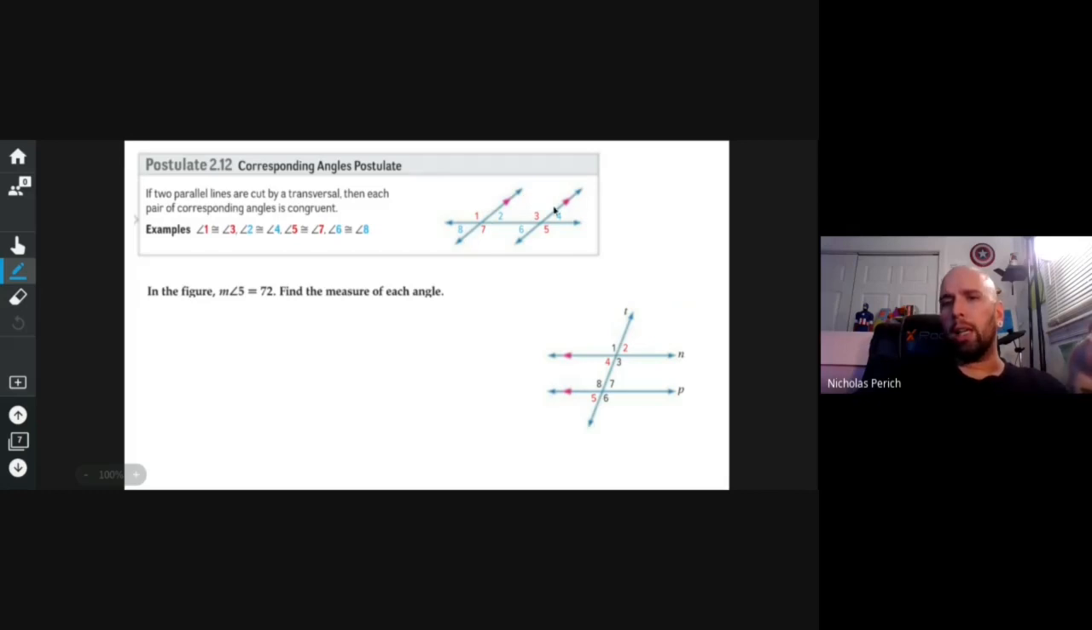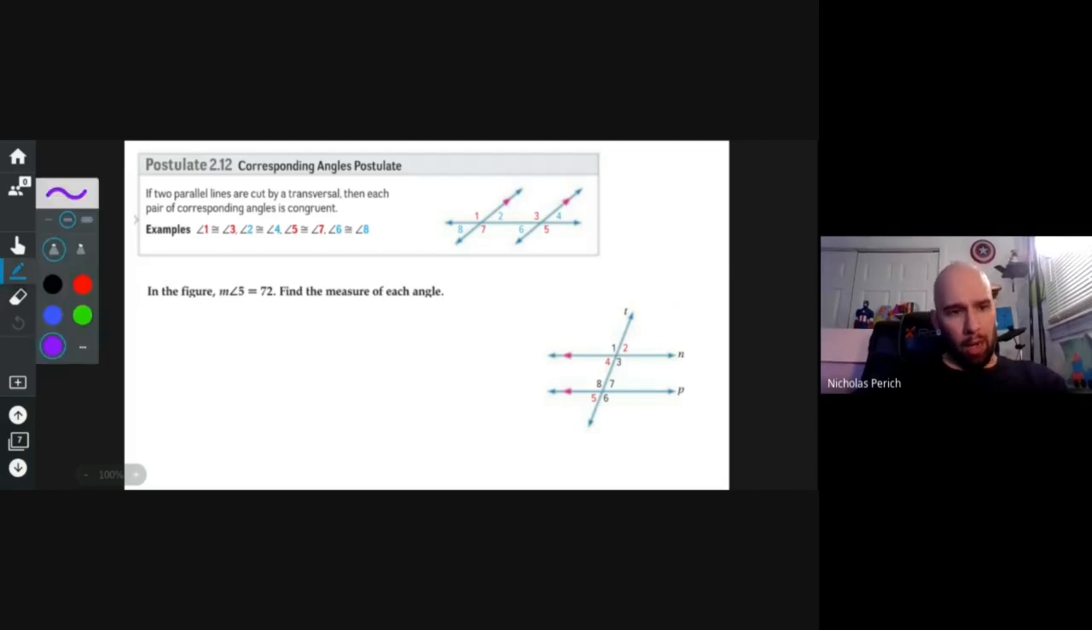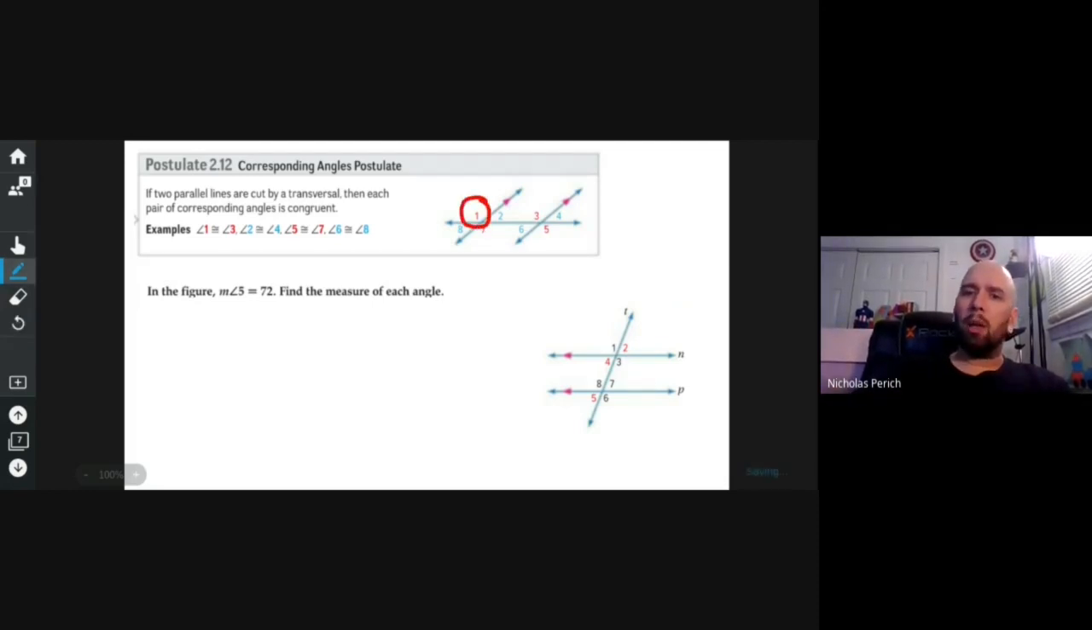Okay, that's what parallel lines look like on a picture. So look at these. These are parallel lines. Look at angle 1 and look at angle 3. If I were to take a protractor and measure how big angle 1 is and then go to angle 3, I can find the same exact measurement. Angle 1 and angle 3 are the same exact measurement because they are corresponding angles for parallel lines.